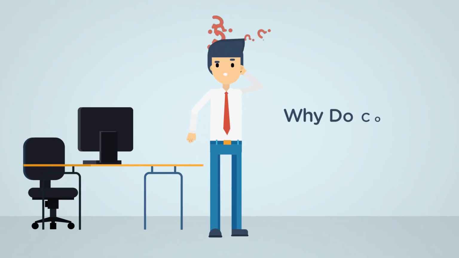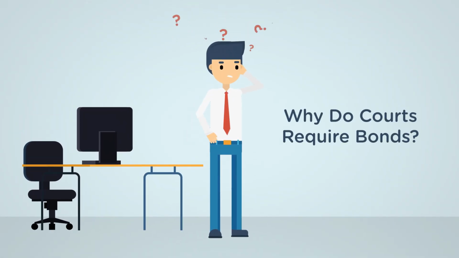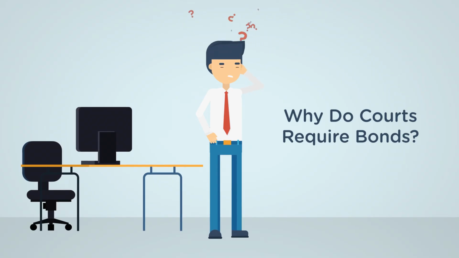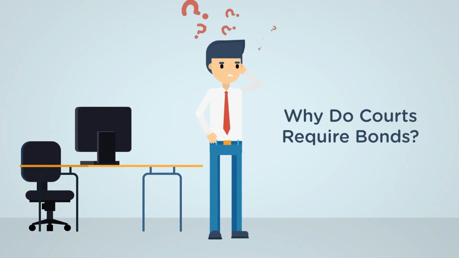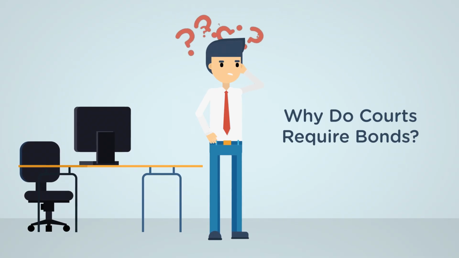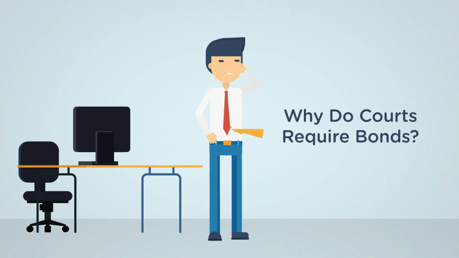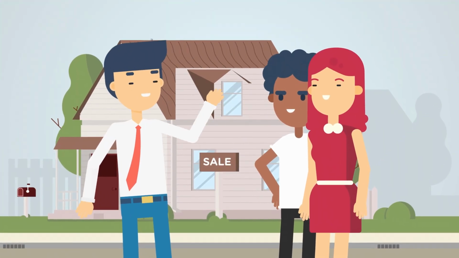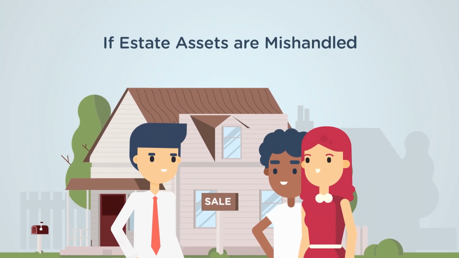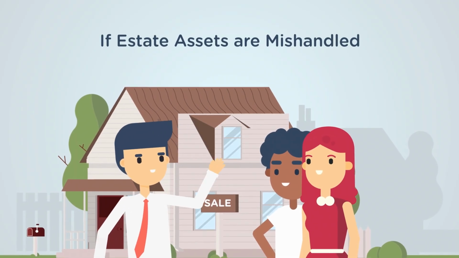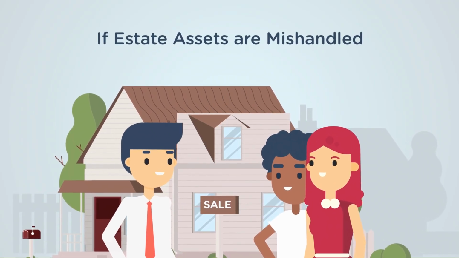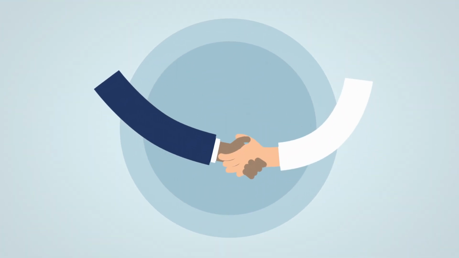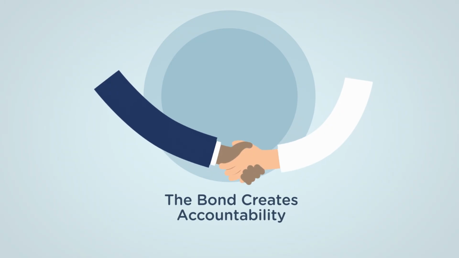Why do courts require bonds? Courts use bonds to protect beneficiaries, heirs, minors, creditors, and other parties who may be affected by the actions of a court-appointed individual. For example, if an executor mishandles estate assets or a guardian improperly manages funds belonging to a minor, the bond may provide financial protection for those who suffer a loss. The bond creates accountability and helps build trust in the legal process.